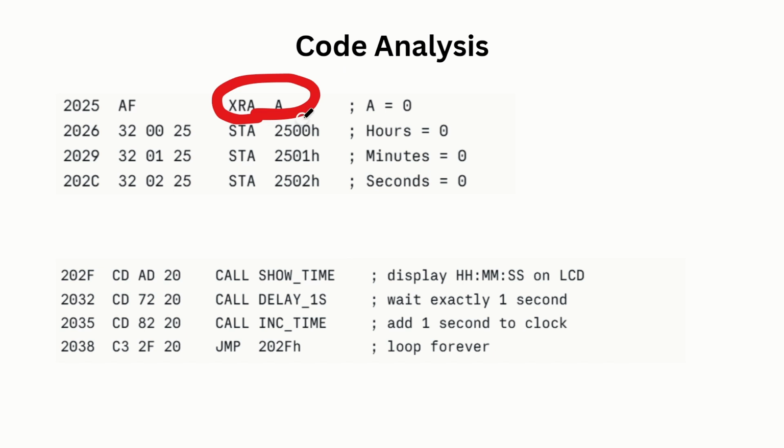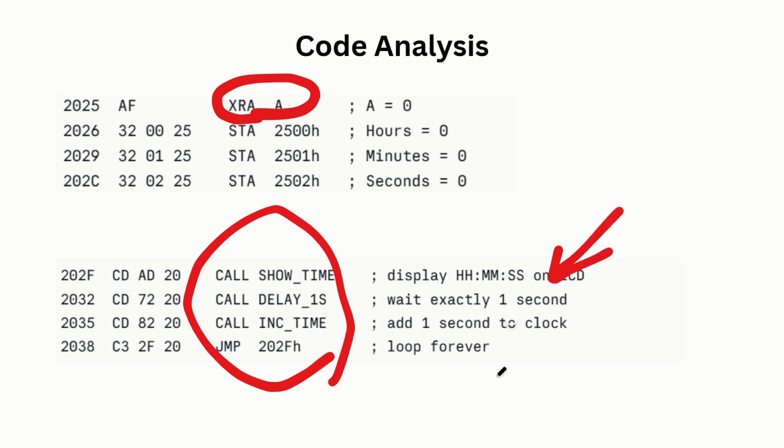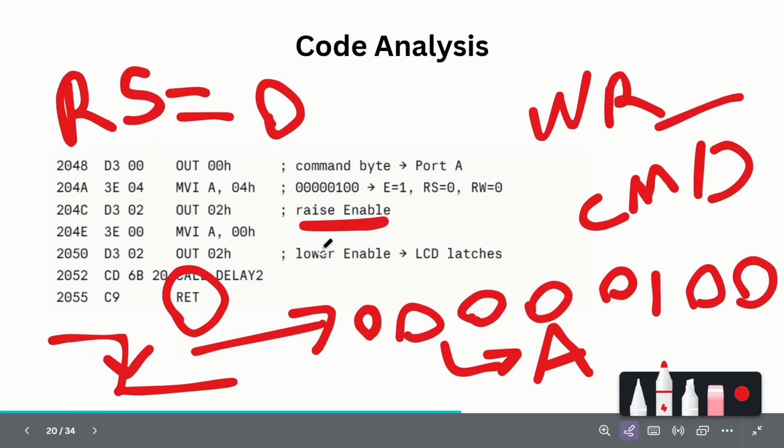And then this is to store the accumulator contents in the specific RAM locations, and this stores the hours, minutes, and seconds. And then you can see in this we activate the subroutines: show time, delay for 1 second. And then you can see the other commands here. These are just different subroutines to fulfill the necessity of our program. We'll look at each of these subroutines now one by one.